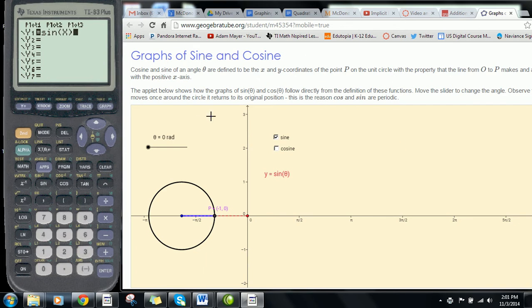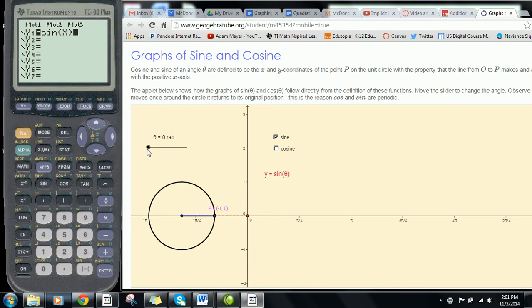So I found this nice little applet on GeogebraTube.org, not my work. It is nice because it illustrates how we move from the unit circle values of sine and cosine to the graph of the sine or cosine function. So we're first going to start with a sine function, right?